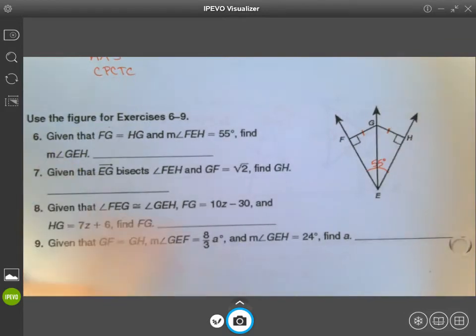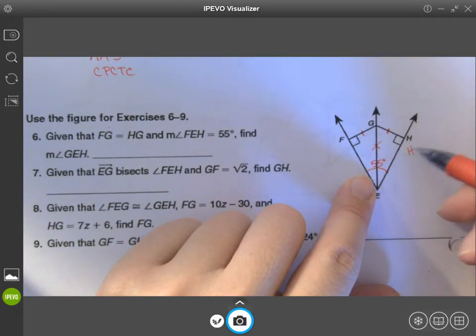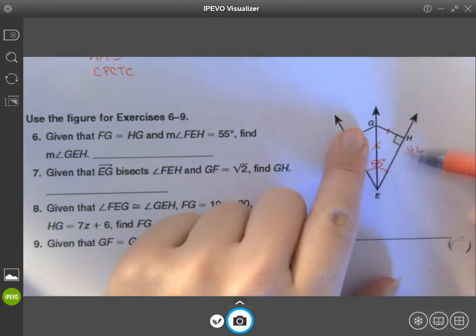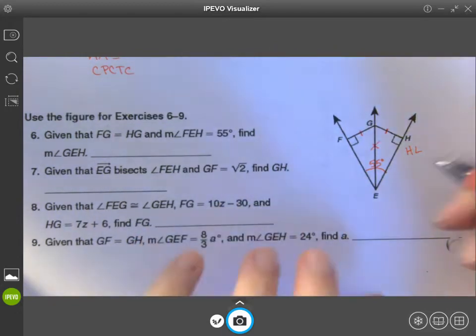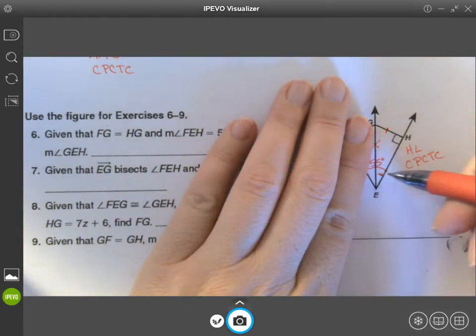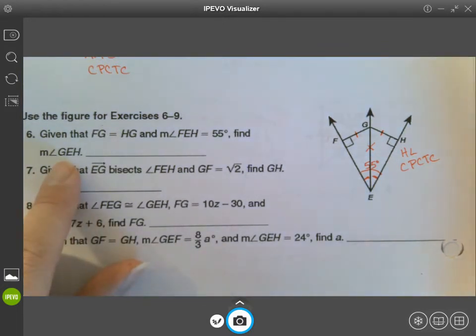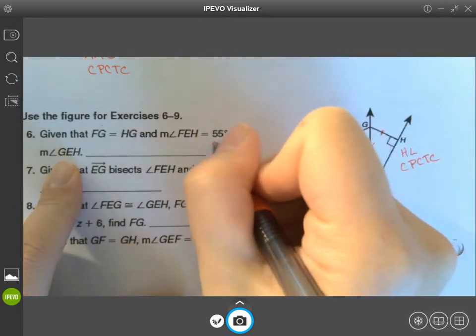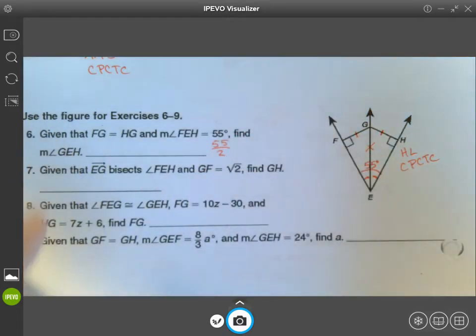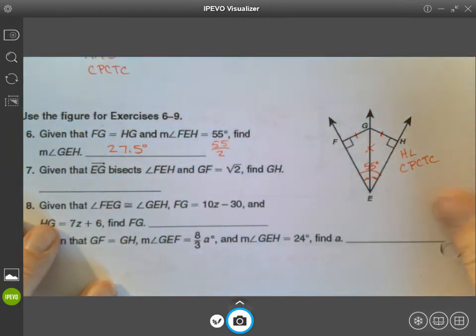Okay, now, I can't just assume these are congruent, but this is that hypotenuse leg again. I have a 90-degree triangle. I have a hypotenuse and a leg that matches here. So corresponding parts of congruent triangles are congruent. So picture this triangle. This little angle is equal to this little angle. Okay? So with that in mind, the whole thing is 55. So what is GEH? It's half of it. GEH is 55 divided by 2. So is that 27.5? Anybody agree with me? Okay, good. Someone agrees with me.